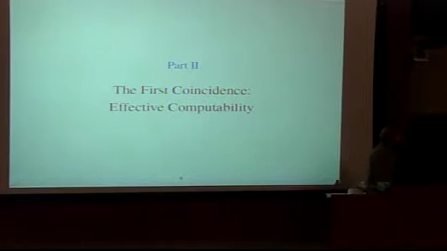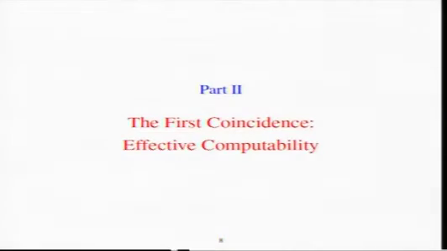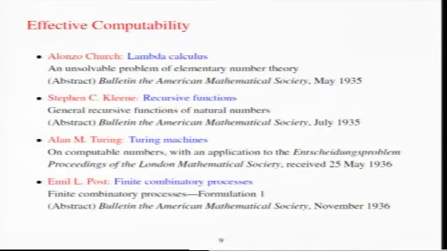So let me talk about the first coincidence, the invention of, or rather I should say discovery of, effective computability. As we already heard about in Dana's talk, algorithms have been around since Euclid. You wait 2,000 years for a definition of effective computability, and then 3 come along at once. It's just like buses.